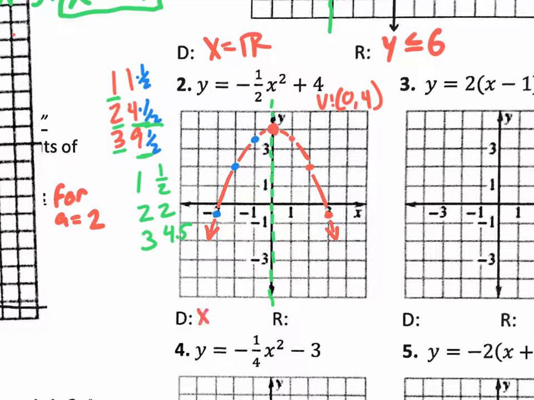There's our parabola. And yes, the domain is x equals all real numbers, and the range is y is less than or equal to the y value of our vertex, which happens to be 4. Oh yeah, and the axis of symmetry would be x equals 0.